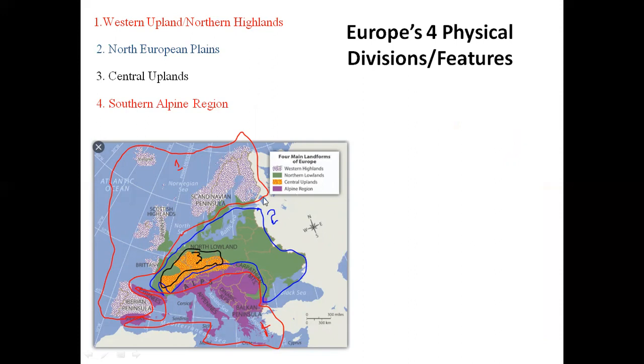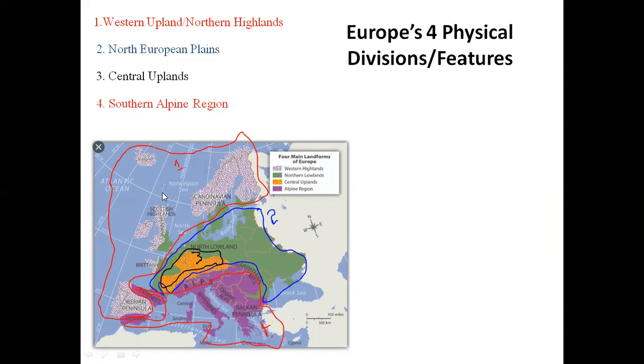Western Uplands and Northern Highlands are both the same, because when they say Western Uplands, they consider the western part of Europe. The countries we have are the Scandinavian countries, that is Norway, Sweden, Finland, and the UK, and again Spain, Portugal. These are the part of the Western Uplands or Northern Highlands. Here you are going to see very high mountains.